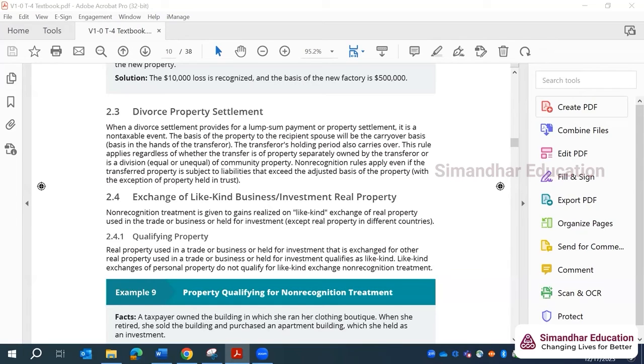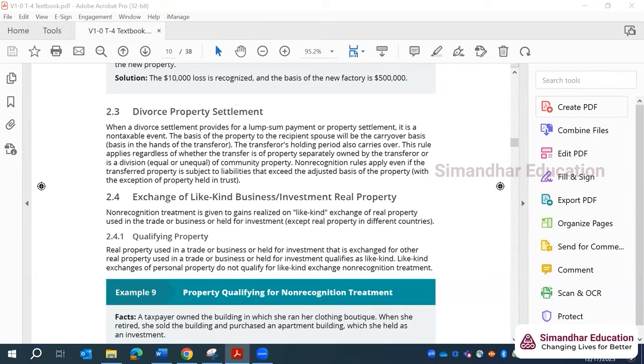But here we are talking about a one-time lump sum payment. That means it is not a periodic payment, okay? If there is a one-time lump sum payment or there is a property that is being given in a divorce settlement, then you do not recognize any gain in that property. And whatever the husband's or the wife's purchase price of the property was becomes your basis in the property. And then when you eventually sell the property to a third party, that is when you are going to recognize the gain or loss. So here also you are deferring the gains.